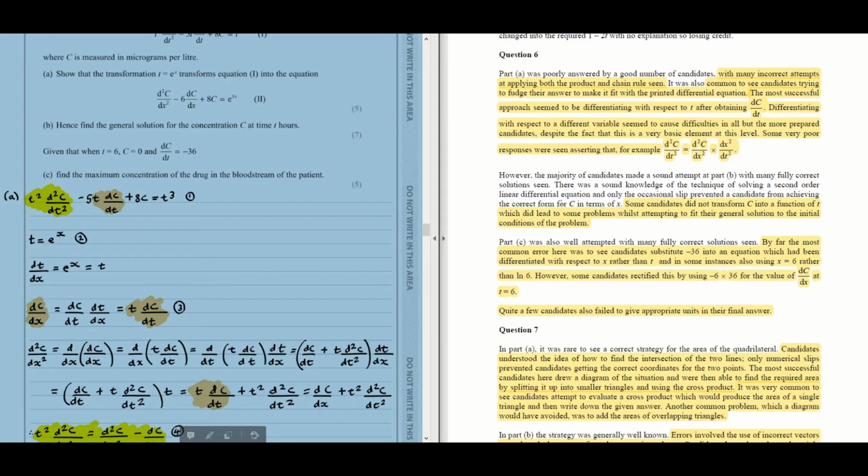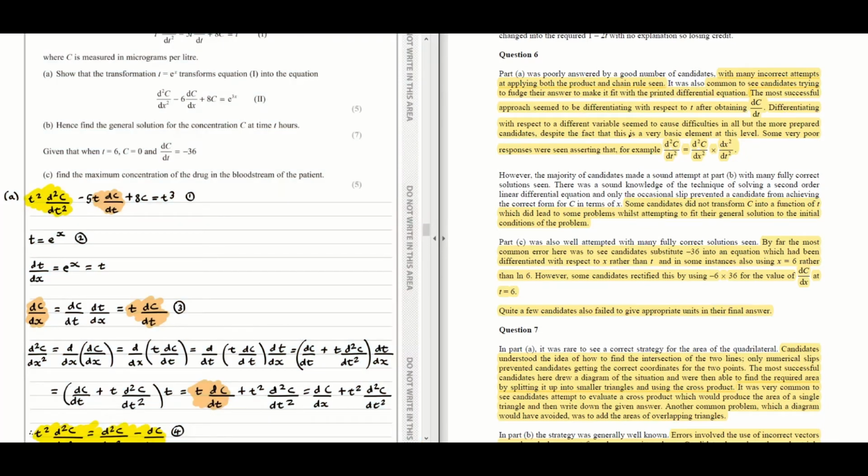after obtaining dc over dt. Differentiating with respect to a different variable seemed to cause difficulties, but the more prepared candidates, despite the fact that this is a very basic element at this A level, basically it was just this part over here. We had to just use the chain rule, and this was actually quite hard in my opinion to spot straight away. But we can expand this d over dx as d over dt lots of dt over dx.